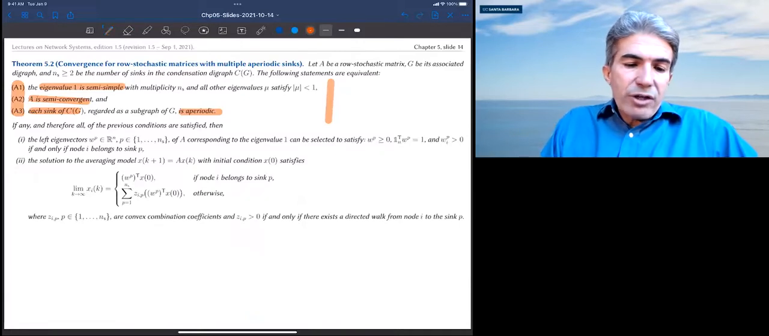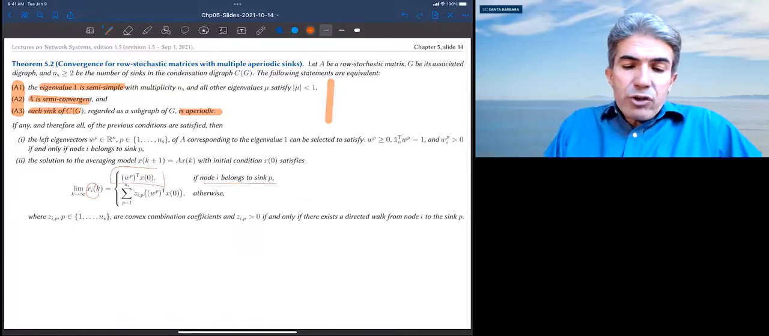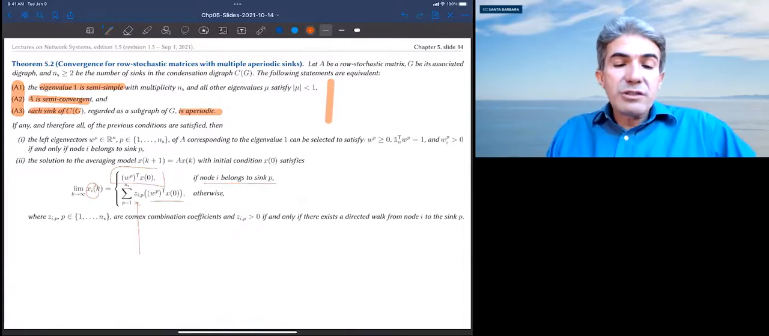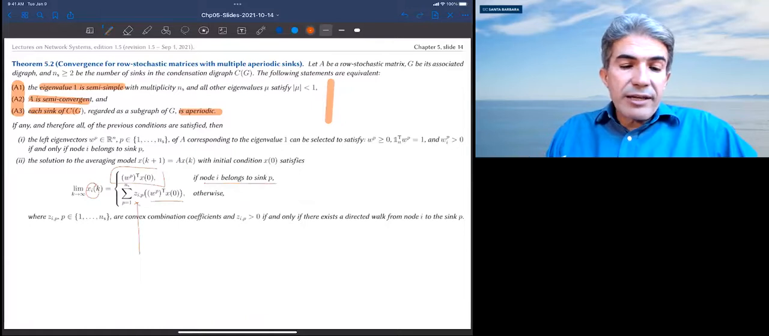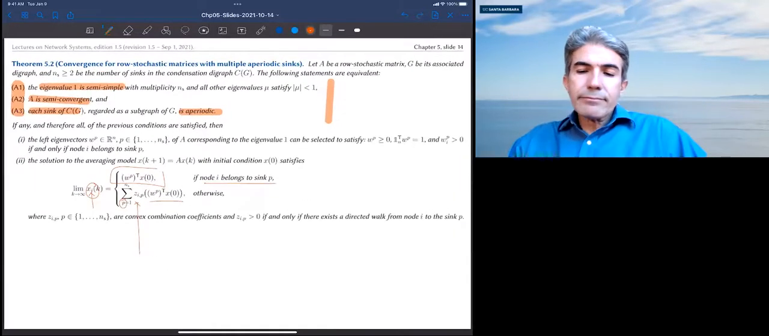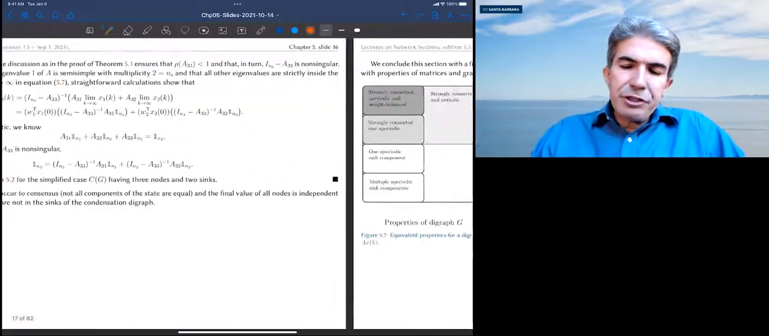Basically it says that if you have a node i and the node belongs to a sink, then it goes to a consensus value. And if it doesn't belong to a sink, it goes to a convex combination of the consensus values of the sinks, but the convex combination coefficients are positive if and only if there exists a directed walk from node i to the sink p. Perfect. Very neat result.